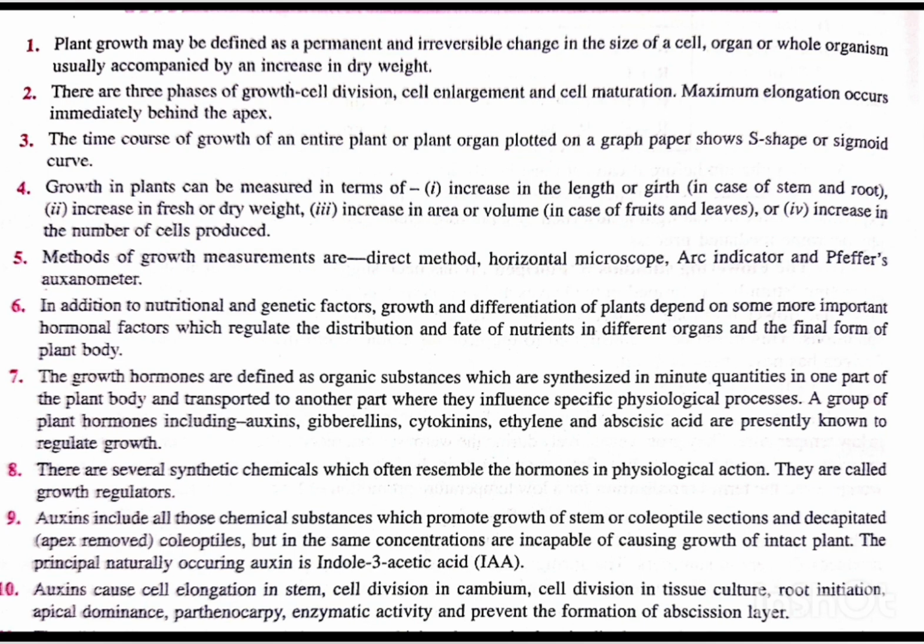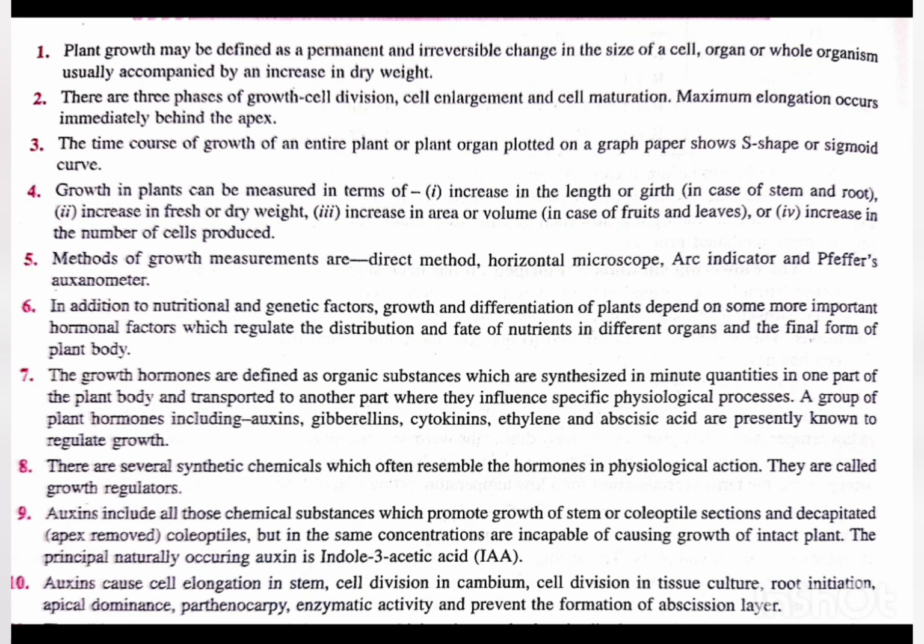So let's start. First point is plant growth may be defined as a permanent, irreversible change in size of a cell, organ or whole organism, usually accompanied by increase in dry weight. Simply weight. Second point, there are three phases of growth. One is cell division, where cells divide, then cell enlargement in the size, then cell maturation. Maximum elongation occurs immediately behind the apex, the apical part, and behind the apex the zone of elongation is present.